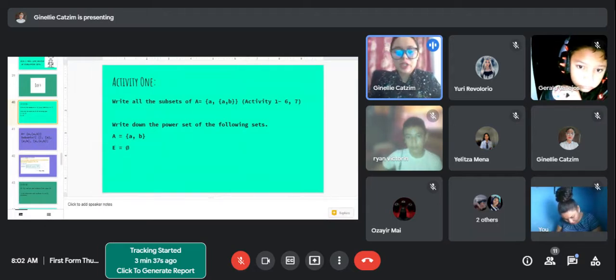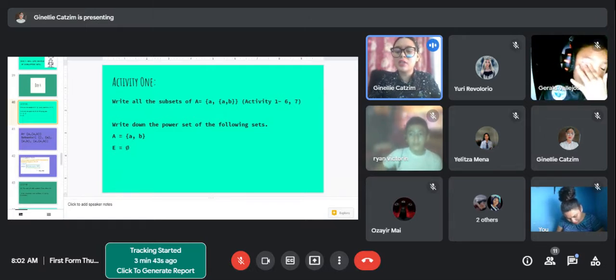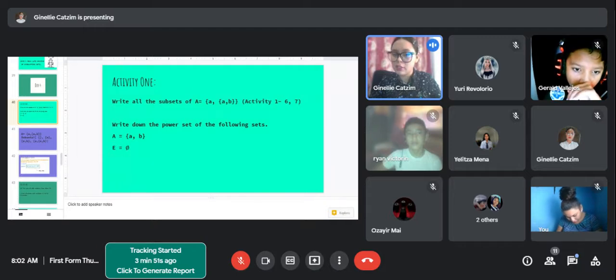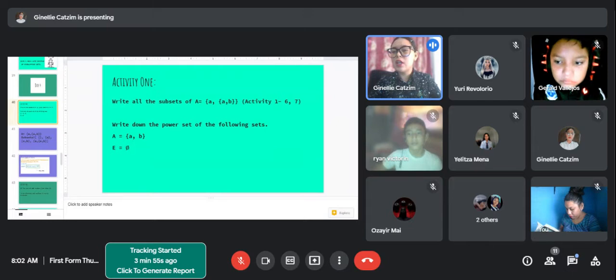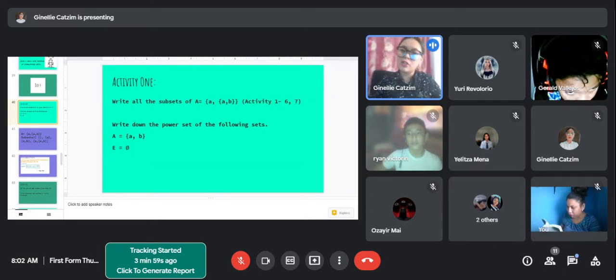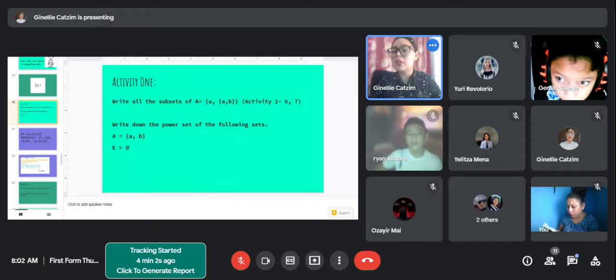As I mentioned yesterday, a subset is a part of another set, right? Every element must be in that set in order to be a subset. So a subset doesn't have to be exactly the same; it can be a part of it, but its elements must be found in the other set, right?